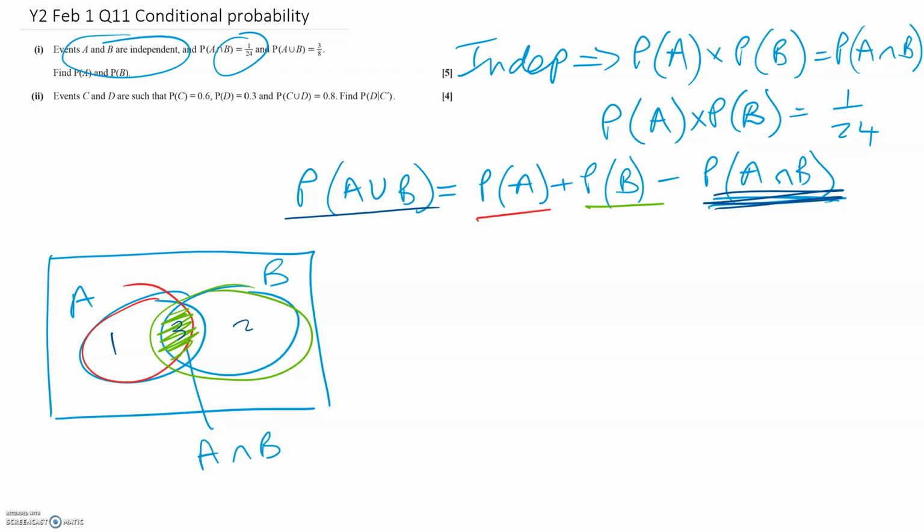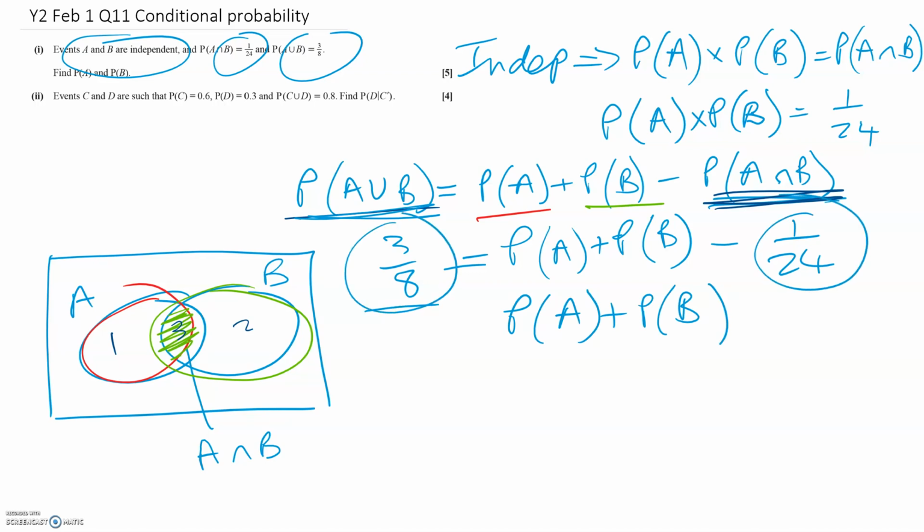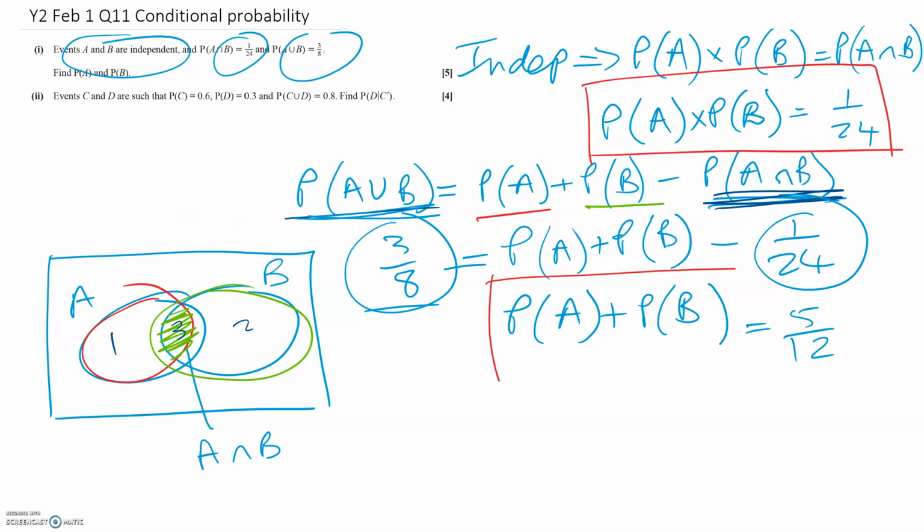Anyway, looking at this formula then, probability of A, we don't know. Probability of B, we don't know. But we do know this is 3/8, and we do know this is 1 over 24. So the probability of A plus the probability of B is 3/8 plus 1 over 24. Add those together and that will give us 5/12. So we now have simultaneous equations: this one up here, this one down here. Call this 1, call this 2. We want to solve those simultaneous equations.